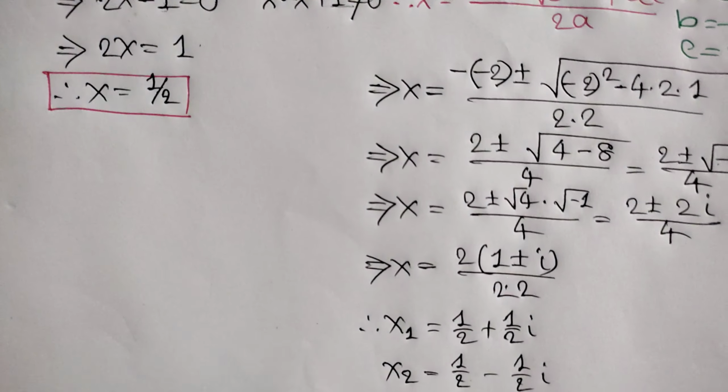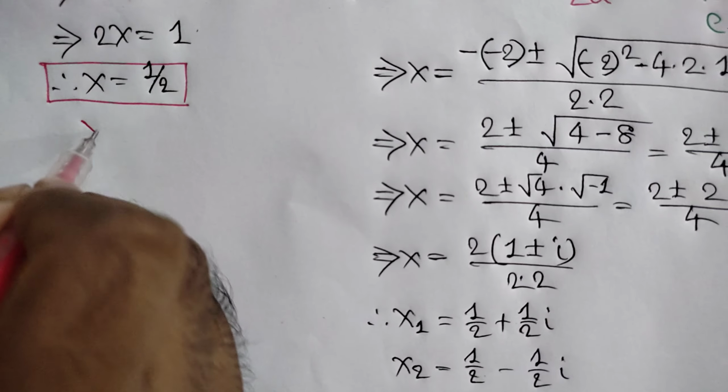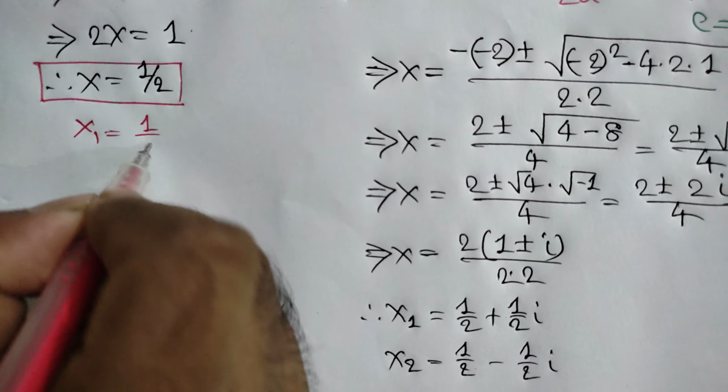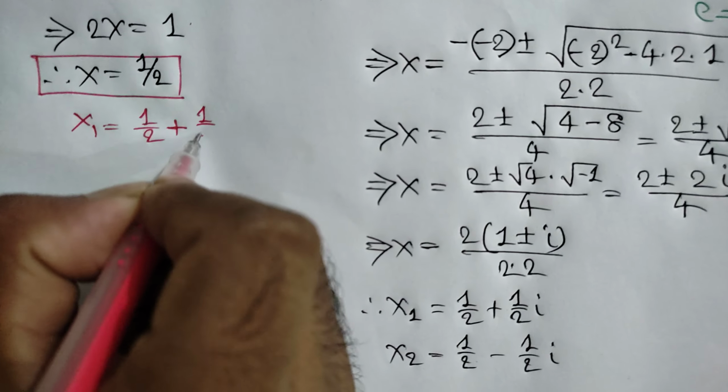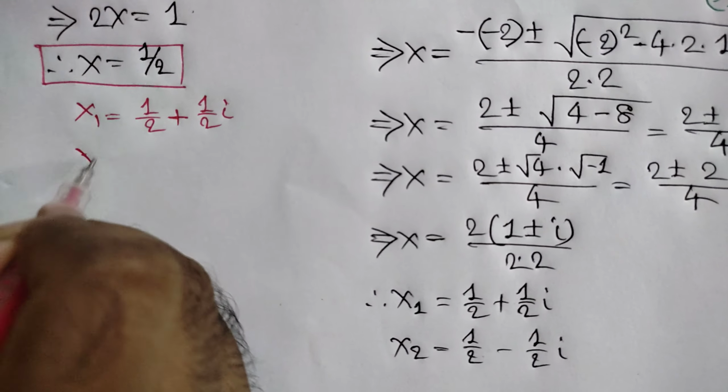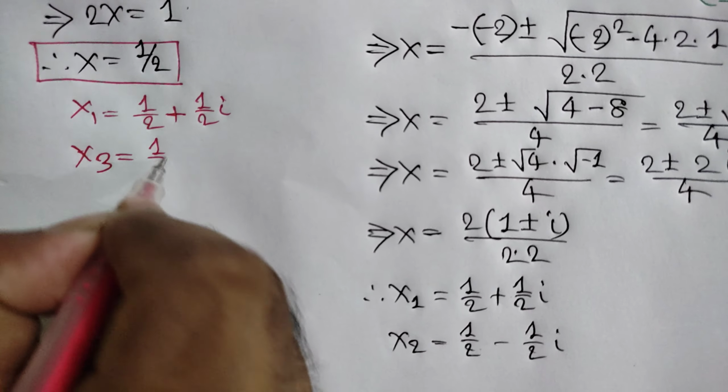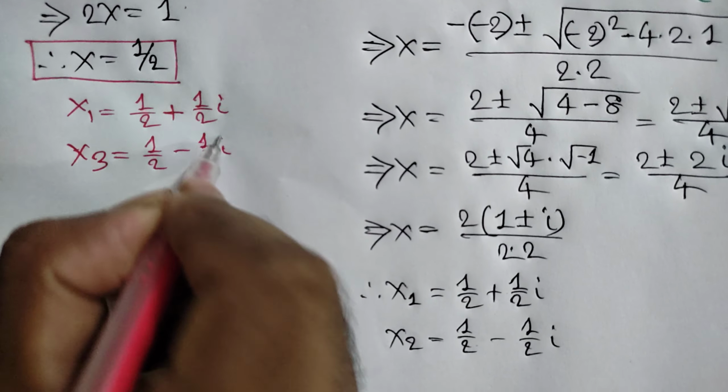x is equal to half, x1 is equal to half plus half times i, and x3 is equal to half minus half times i.